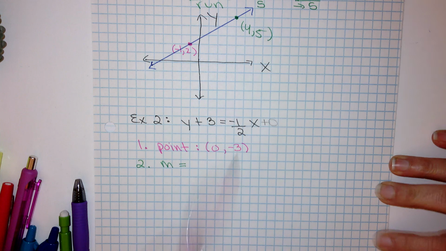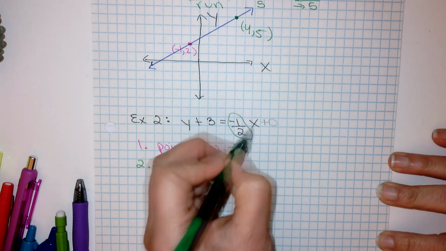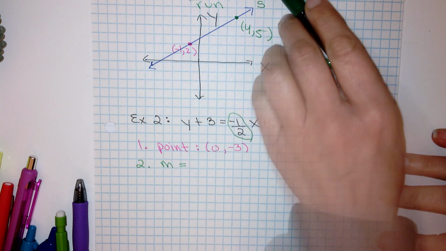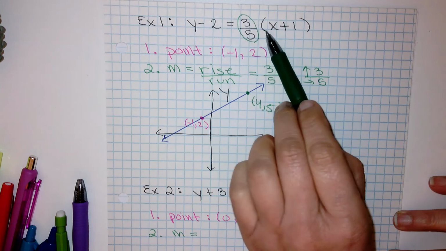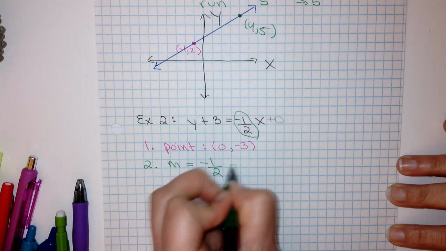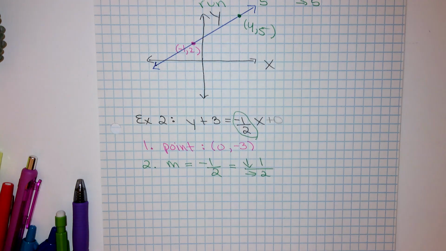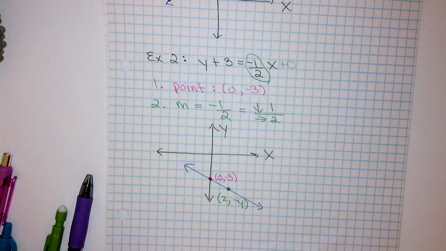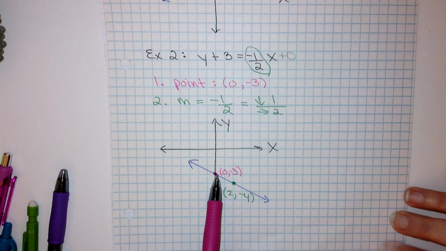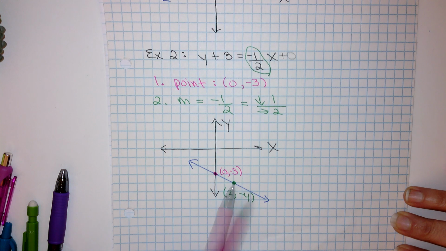The y-coordinate is -3. The slope here is always the -1/2, either attached to the x or outside of the parentheses. So it's -1/2. That tells me I'm going down 1 and forward 2. I'm going to graph it for you and then we're done. All right, so I graphed the point 0, -3, labeled it. From there I went down 1, forward 2, labeled it, connected it with a straight line, and I'm done.